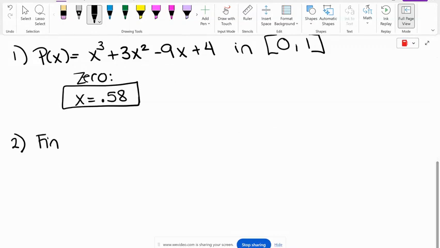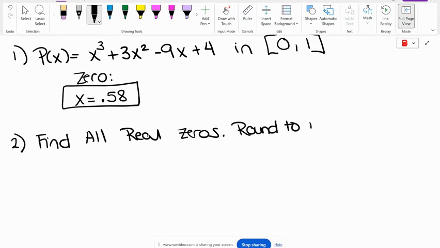Now I'm asking us to find all real zeros. So basically, it could be rational, it could be irrational. Do I care if it's imaginary? No, I just want the real zeros, which is everything we can find on the graph. I'm going to also say round to the nearest hundredth. And we will have P of x is equal to x to the fourth plus x minus 1.